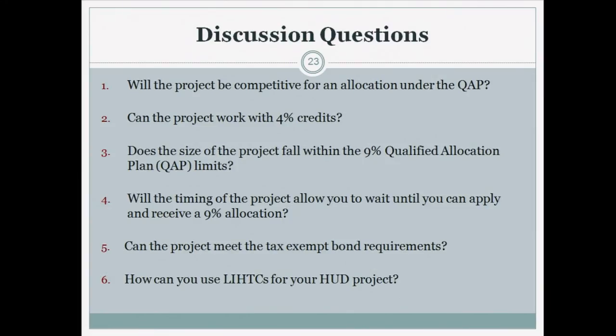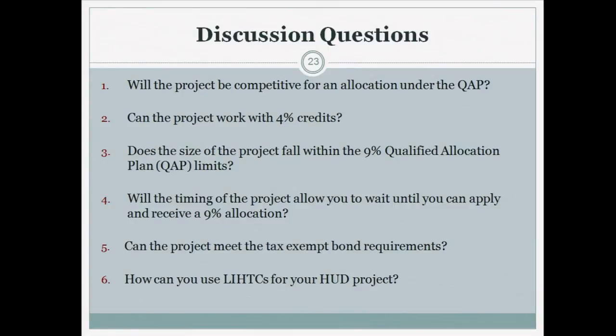We have a few rhetorical discussion questions, and this is what I would say you would ask yourself if you're thinking of moving down the line of a tax credit application. The first would be, will the project be competitive for an allocation under your QAP, which is your Qualified Allocation Plan? This is asking you, do you think that you would qualify and be competitive as a 9% tax credit deal, understanding that it's the most lucrative and helpful to your project?